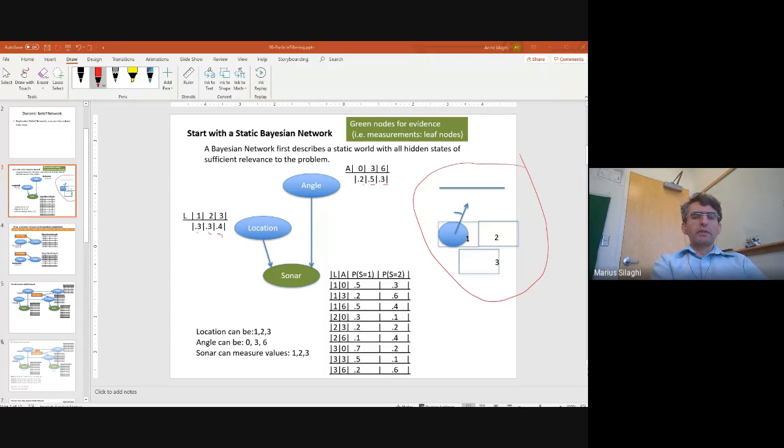In Bayesian networks, we also have an evidence. Evidence is a green one over here. And we have a conditional probability table for it, which I filled somehow.